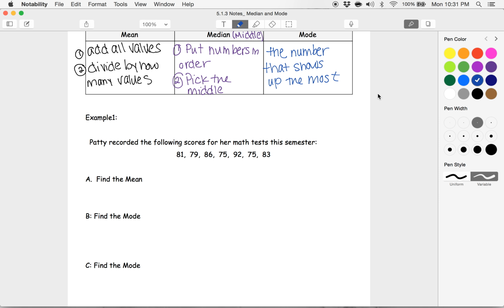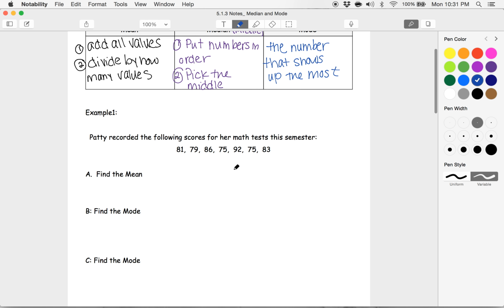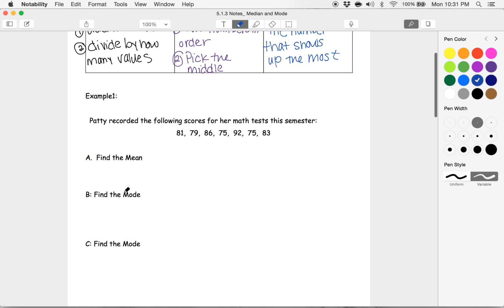Patty recorded the following scores for her math tests this semester. So she got an 81, a 79, a 68, a 75, a 92, a 75, and an 83. And they want us to find the mean, mode, and mode.